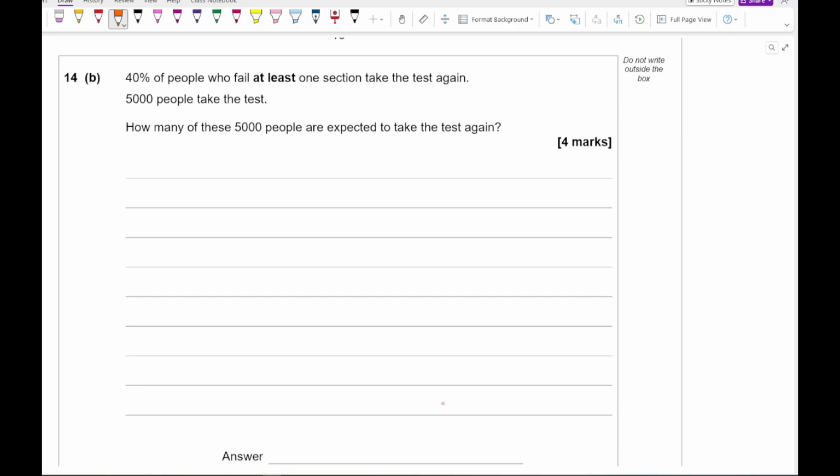5,000 people take the test. How many of these 5,000 people are expected to take the test again? So for this, what we need to do is first of all work out the probability of the number of people who fail at least one test. So here we can either have a fail and a fail, and a fail and a pass, or a pass and a fail.